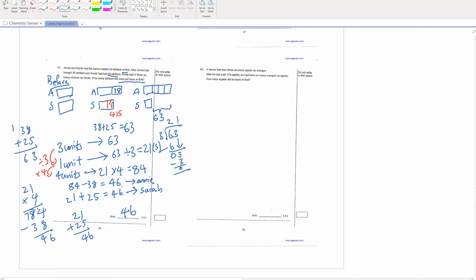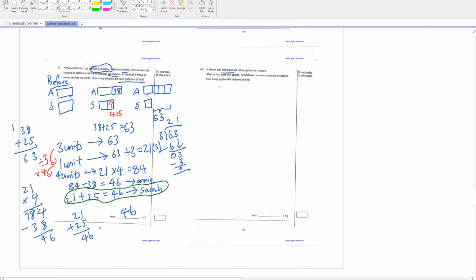Actually, for this question, finding out the number of stickers of one of the girls is sufficient. You do not need to find the stickers for both of them because the question had already told you they have the same number of stickers at first. So this second step over here is actually more for you to check if your answer makes sense. Now let us move on to question 42.